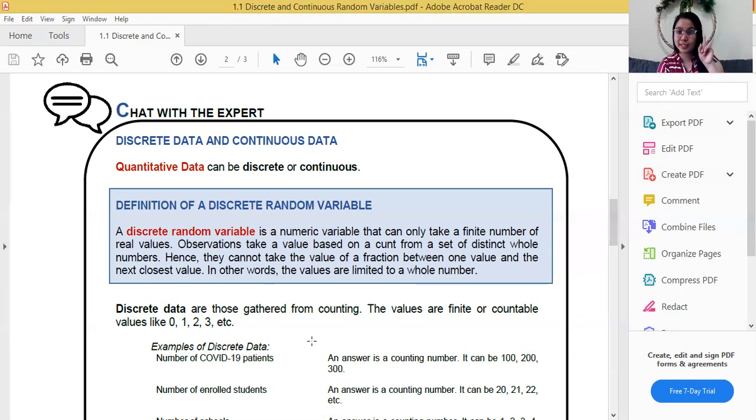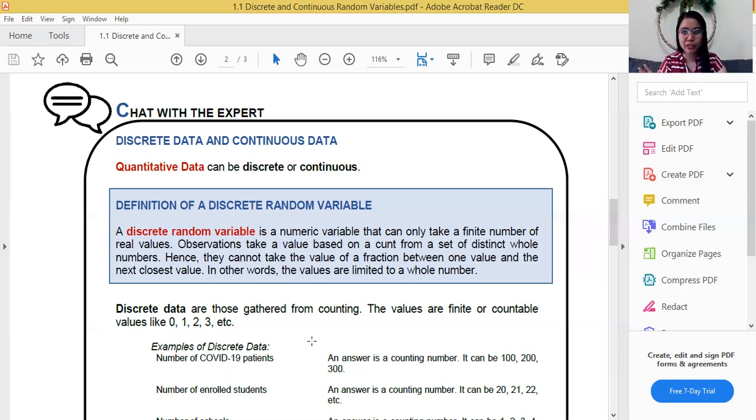When is it discrete? I'll not read the whole definition. You can download the lecture notes, but here's my simplified definition for it. If you say discrete, it's a positive whole number. What do you mean by that? The answer will only be 0, 1, 2, 3, 4, 5.